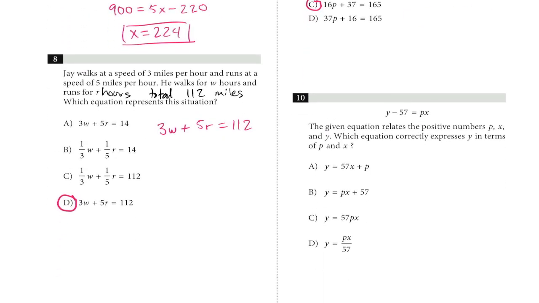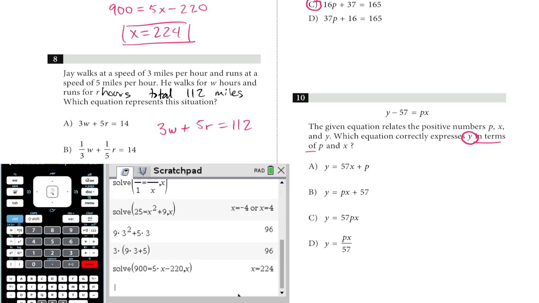That's number 10. The given equation relates to the positive numbers p, x, and y. Which equation correctly expresses y in terms of p? So whenever you see the phrase "in terms of," whatever comes before it is what we are going to get by itself. If you're ever just trying to get one letter by itself, usually our calculator can do that. So we're going to pull up our calculator, and we're going to get that one letter by itself, so we're going to solve for y.